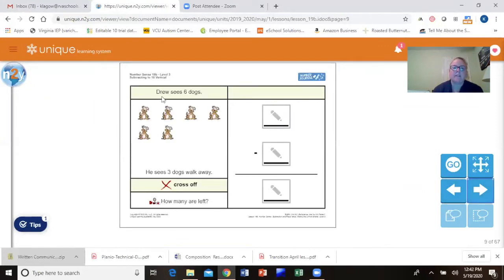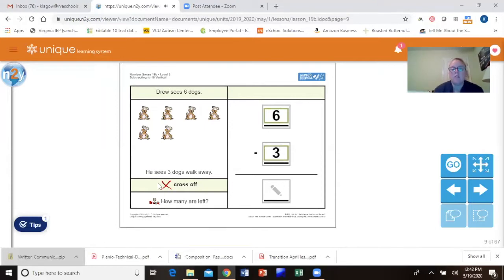All right, let's hear about Drew. Drew sees 6 dogs. He sees 3 dogs walk away. So let's count how many he has. 1, 2, 3, 4, 5, 6. I'm going to write in the number 6 here. And he sees 3 dogs walk away, so I'm going to put 3 here.